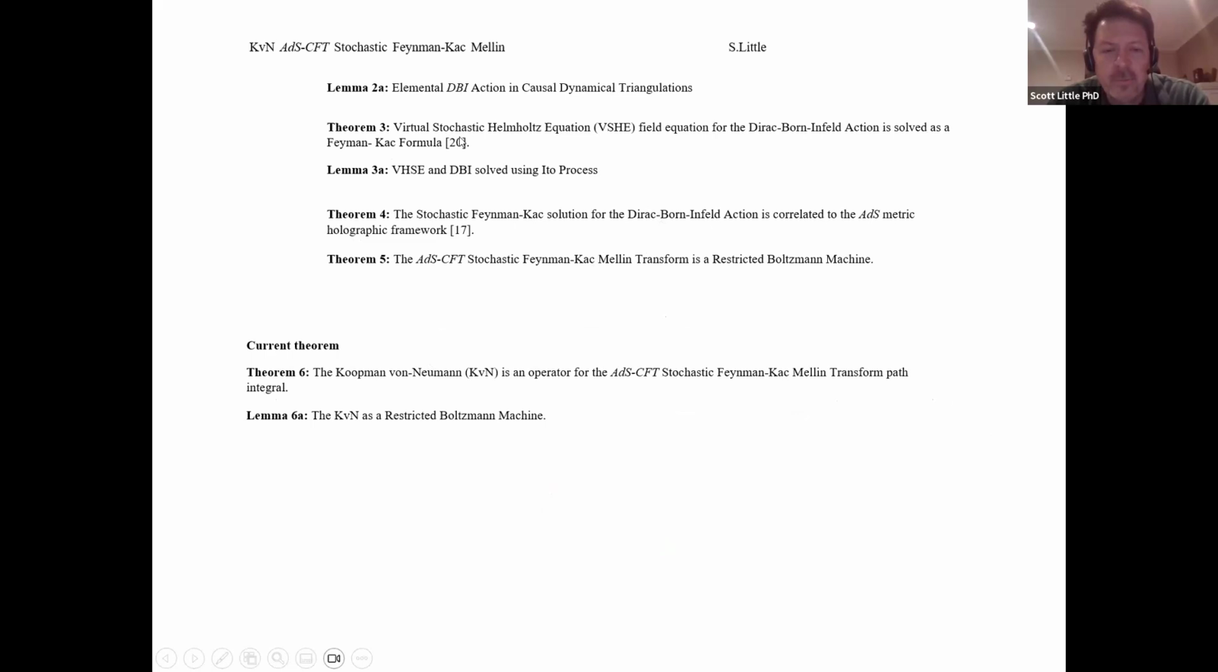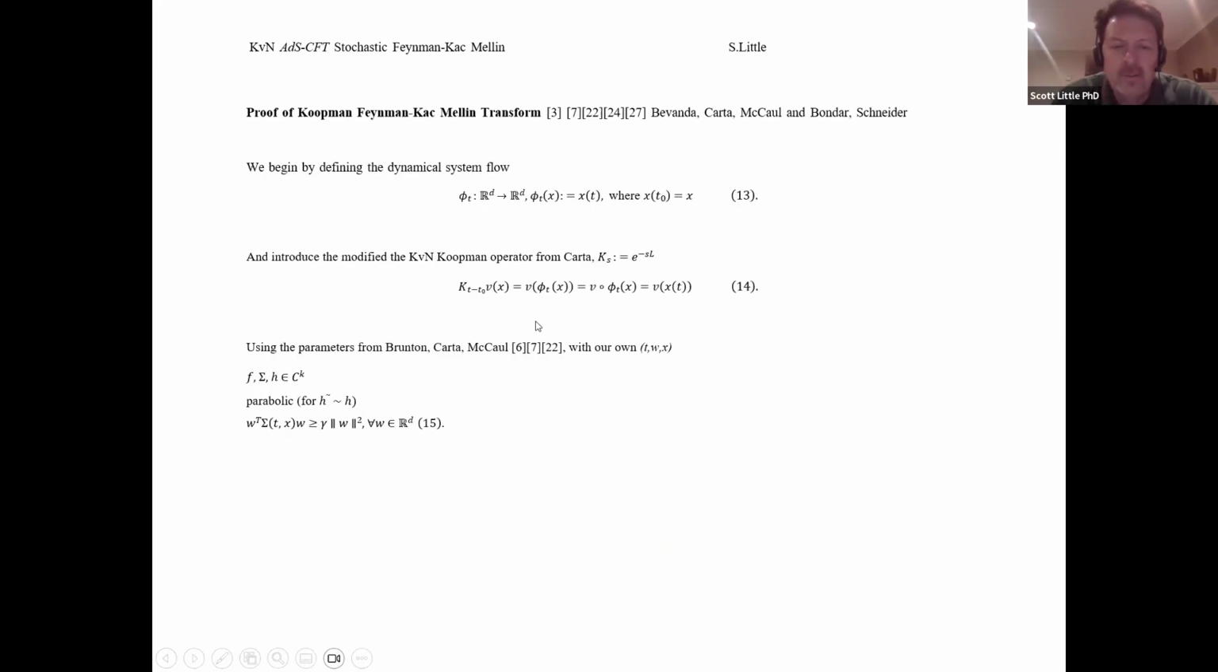Again, the action of a string moving through an electromagnetic field, and how the AdS/CFT is actually a restricted Boltzmann machine. That's that neural network for the energy nodes, and how we pull in the Koopman-von Neumann operator and show that it's actually part of the stochastic Feynman-Kac path integral. And just to keep things interesting or less interesting, there's some of the math behind some of the proofs.